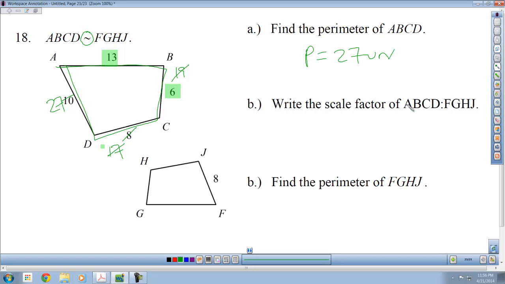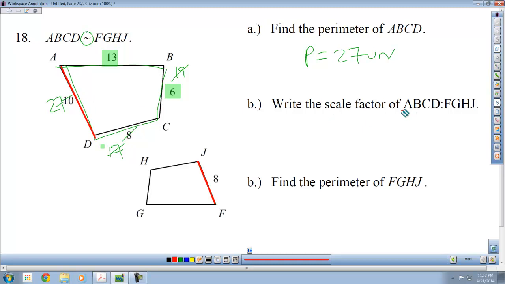Okay, then they want the scale factor of quadrilateral ABCD to FGHJ. Okay, and what I basically need to notice is that I know just one side in this one, so which one would line up? Now you might think it's over here because those would be on the same side, but do you notice these two quadrilaterals are not facing the same way? In fact, this is like rotated 180 degrees, so who really lines up with FJ? Can you see that it would be AD?